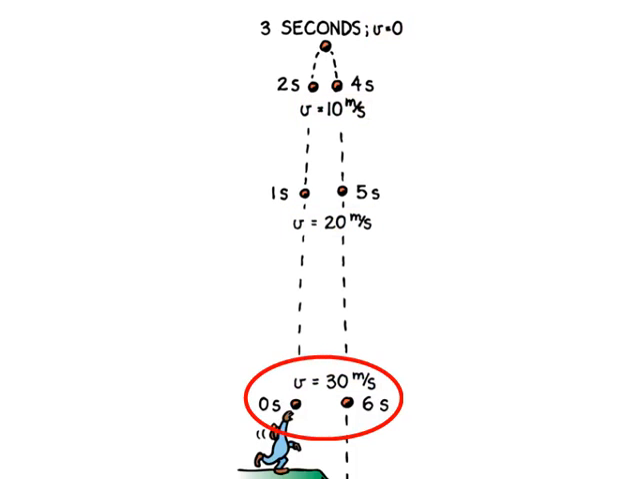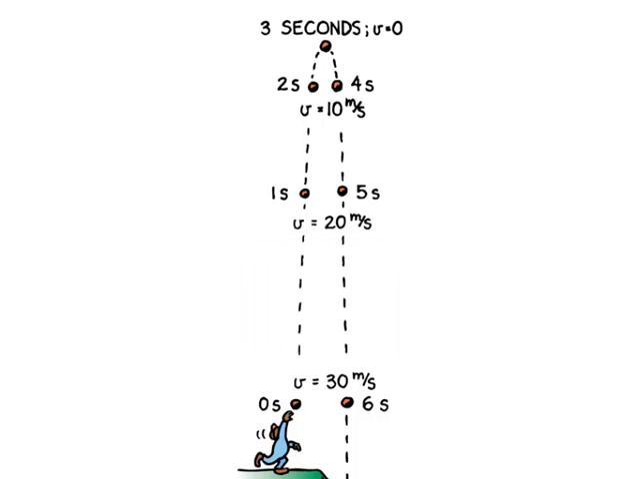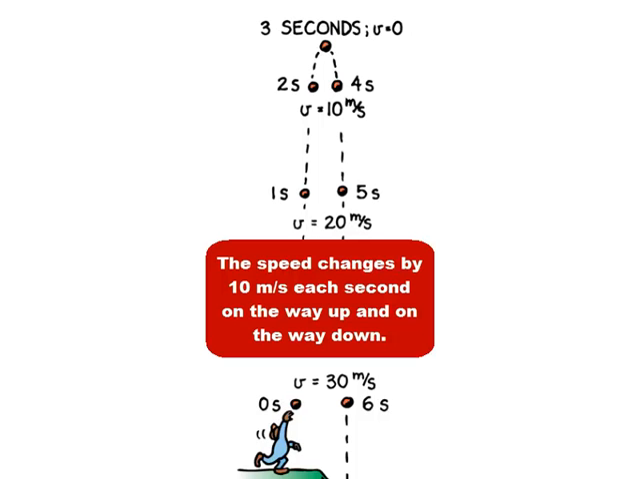The instantaneous speed at points of equal elevation in the path is the same whether the object is moving upward or downward. The velocities are different because they're in opposite directions. During each second, the speed or the velocity changes by 10 meters per second downward. The change in speed each second is the same whether the ball is going upward or downward.